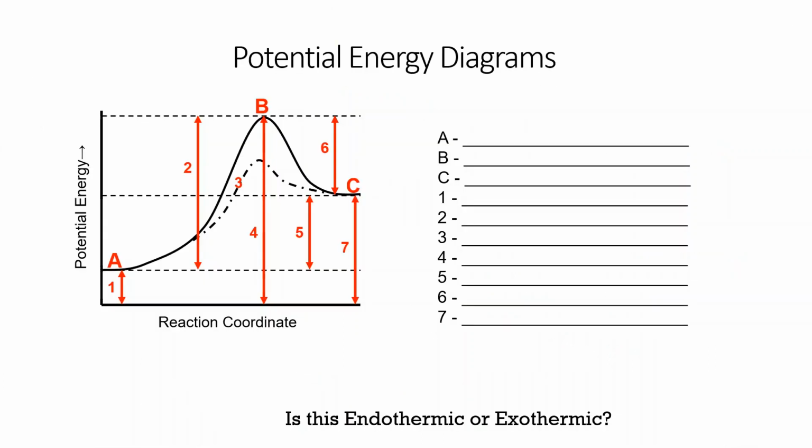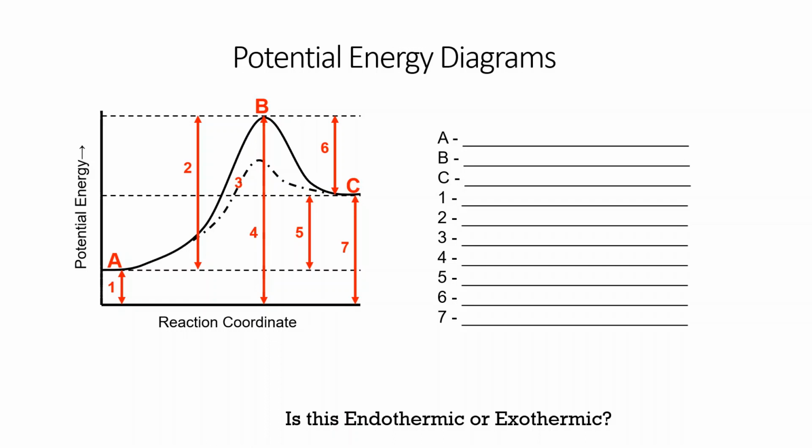Now let's go through an actual potential energy diagram and label all of these things that we've just been talking about conceptually onto a potential energy diagram. If you would like, you can pause the video now, copy down the potential energy diagram that I have here, and label each piece according to the definitions that we've gone over so far.